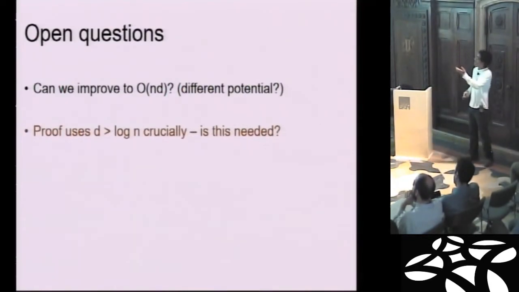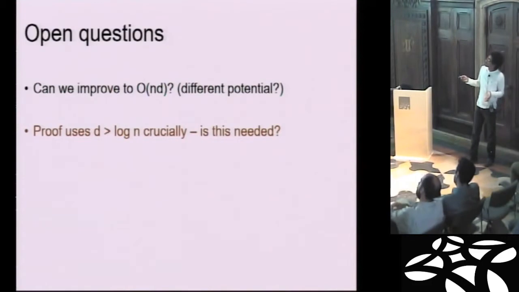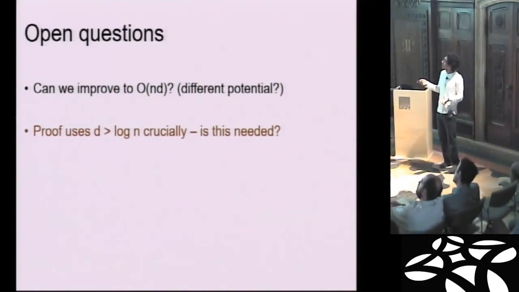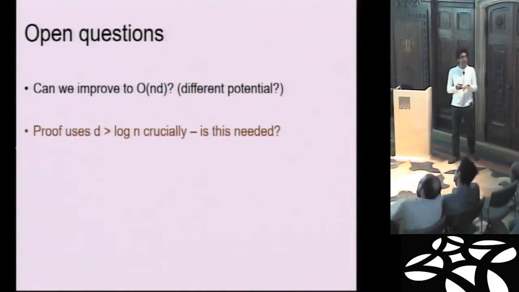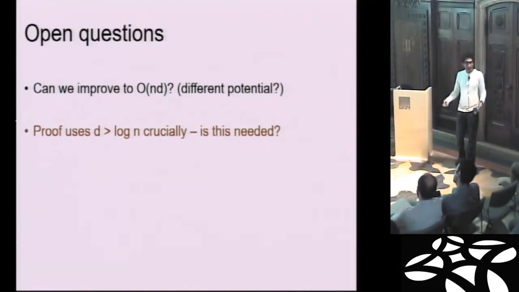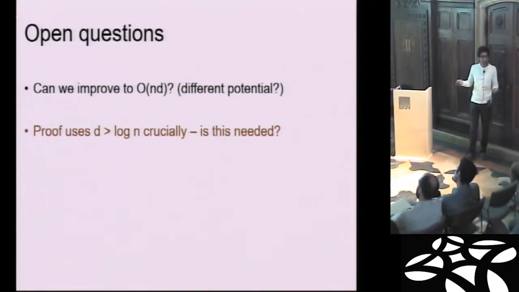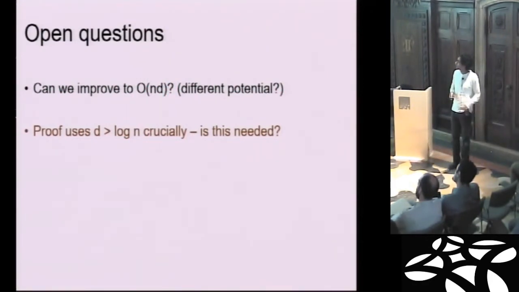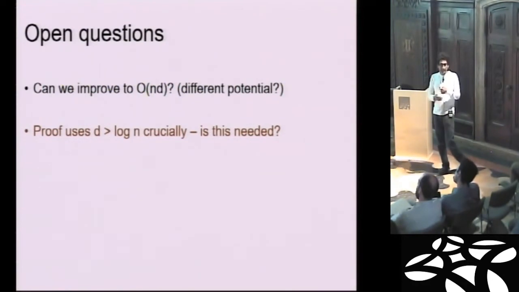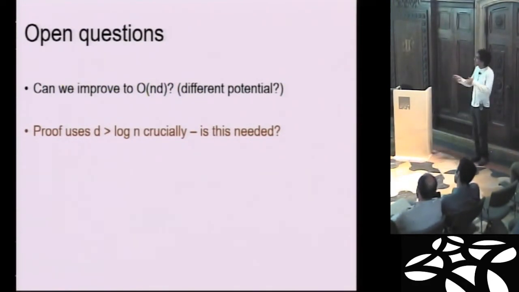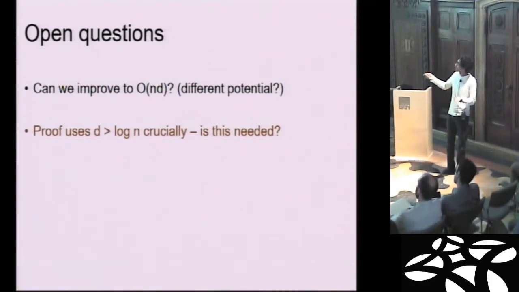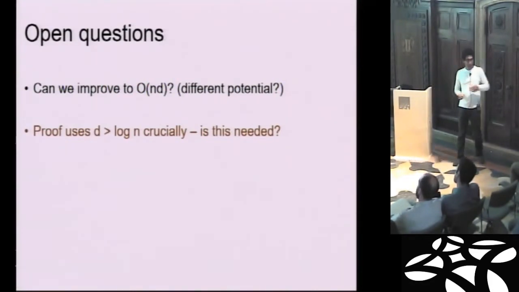But the natural question here is, can you push this kind of method to get an nd upper bound? It turns out you can't do it with the same potential, so you have to do something more clever than this. It's an intriguing question, because it's a very simple problem to state, but we don't know how to show an nd upper bound. And there's a smaller issue, which is that we rely on d being large enough, and in random graph theory this is where other things also break down. So it's not clear if this is an important restriction.